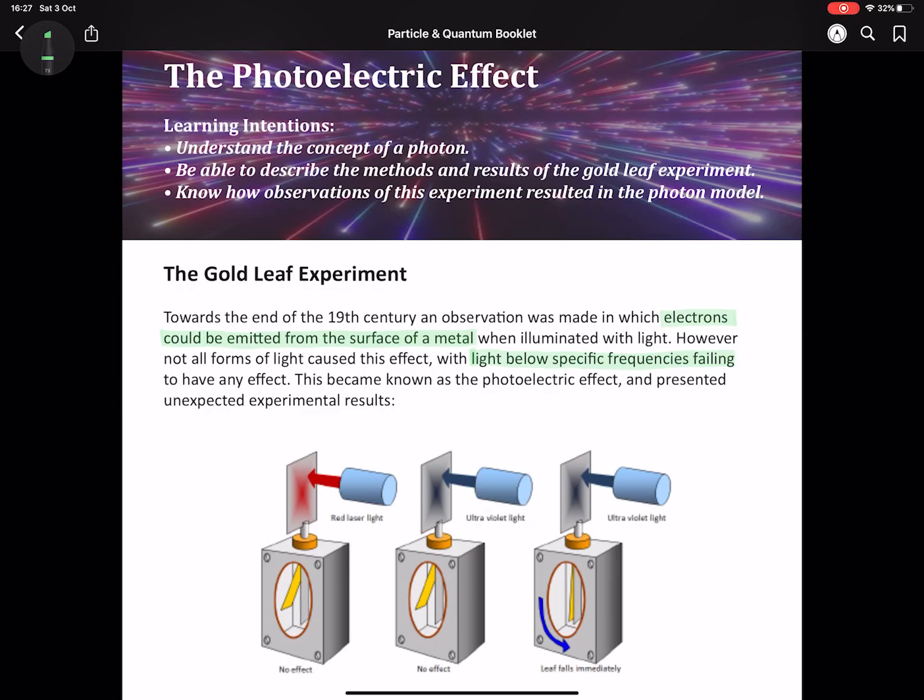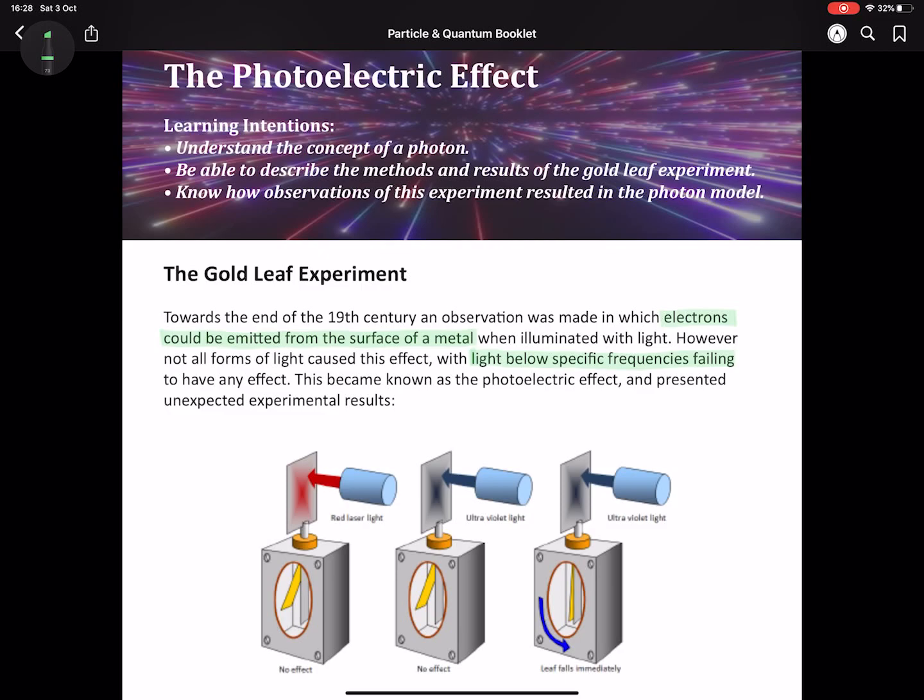Now the entire metal section, isolated from anything else, was charged. So it was given an excess of electrons to have a negative charge. And by shining light on it, electrons could be promoted to leave. Now this did not work for red light, and even as you move throughout the spectrum, it still didn't work.